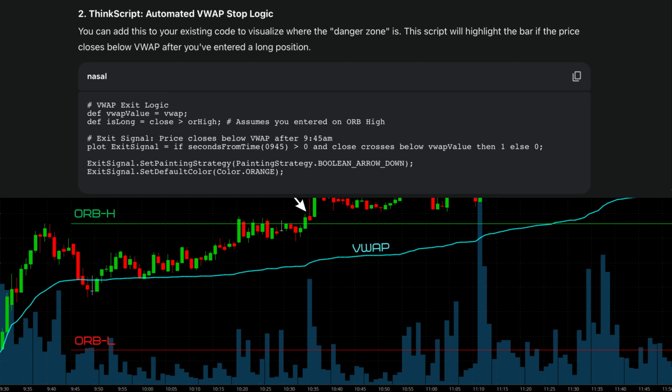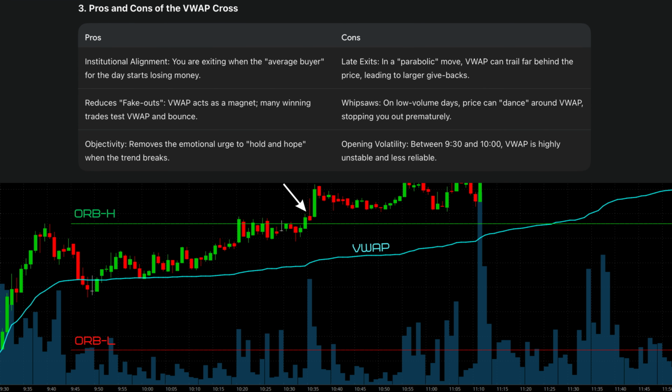plot ExitSignal = if secondsFromTime(0945) > 0 and close crosses below VWAP then 1 else 0. ExitSignal.SetPaintingStrategy(PaintingStrategy.BOOLEAN_ARROW_DOWN). ExitSignal.SetDefaultColor(Color.ORANGE).